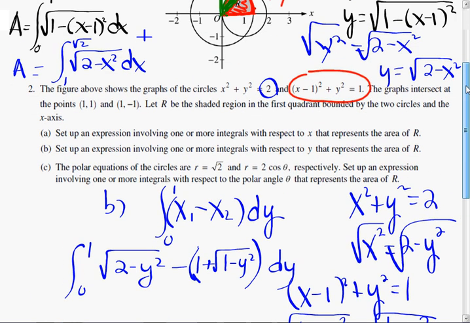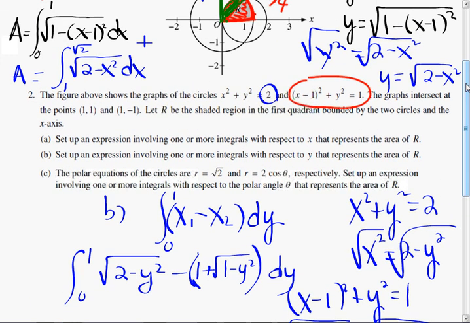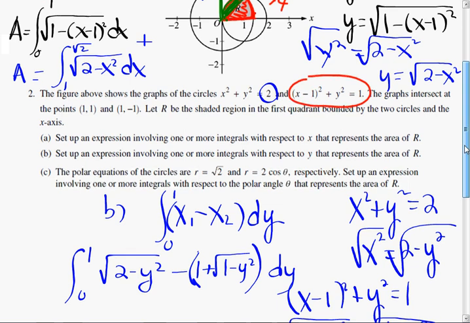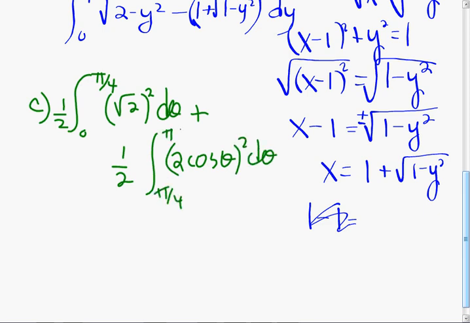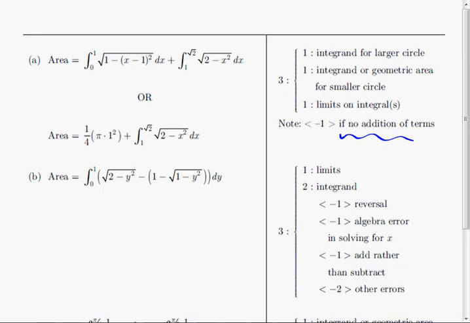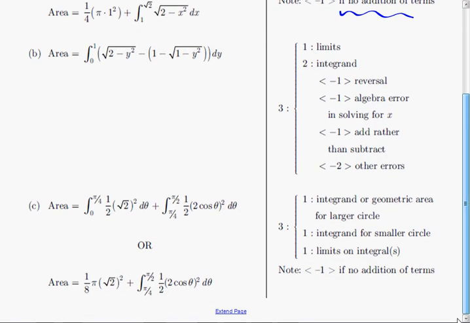Then I got to figure that out. And then the other one, you're going to integrate this one, which is 2 cosine theta. 1/2 (2 cosine theta) squared d theta from pi over 4 to pi over 2. Worth 3. 2 for other errors. Okay.